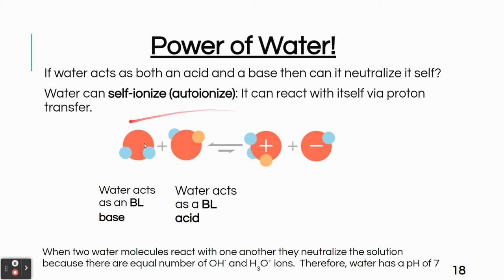It can react with itself because it can act as both an acid and a base. So this water molecule here was acting as the base, and this water molecule here was acting as an acid within the same sample. And this happens over and over again. It's called proton hopping. Basically, protons jump from one to another, to another, to another. But overall, because it happens equally, it's going to be neutral in the end.